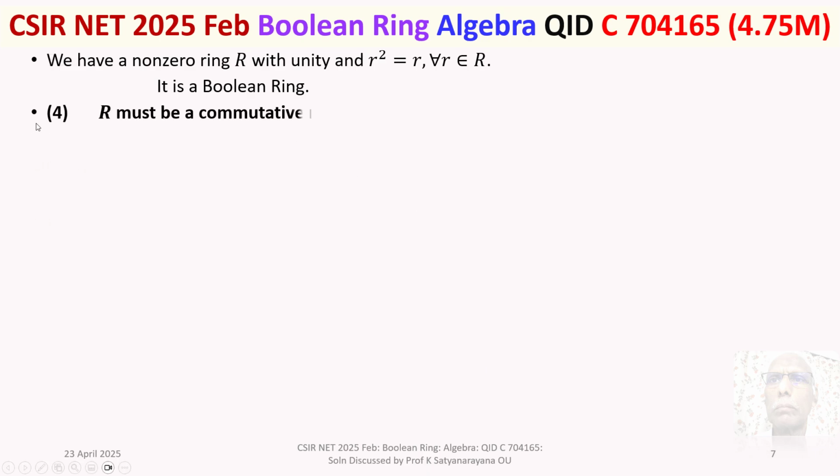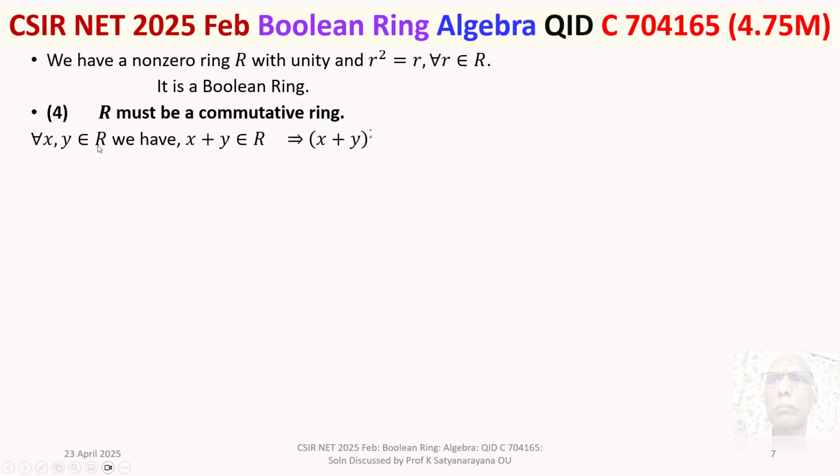We take up option 4. R must be a commutative ring. Yes. Every Boolean ring is commutative. This is a very standard result that we learn in our degree classes while studying ring theory. This is true. Okay, we'll prove it.